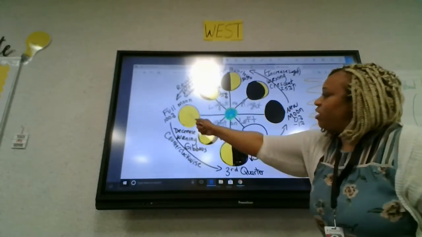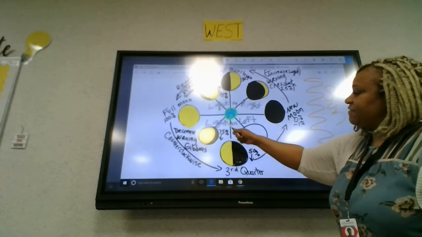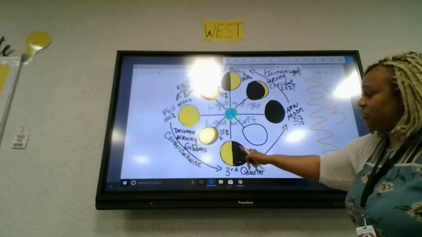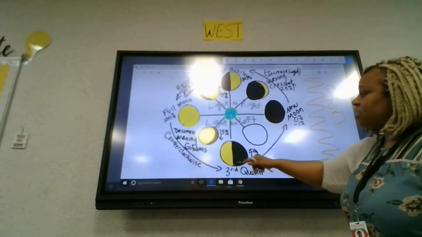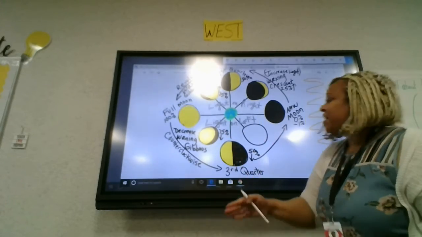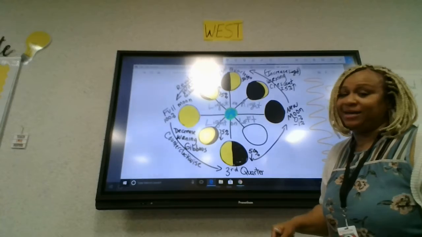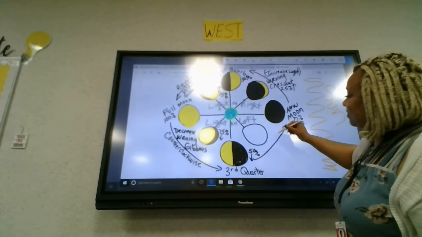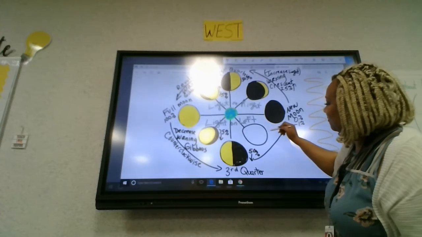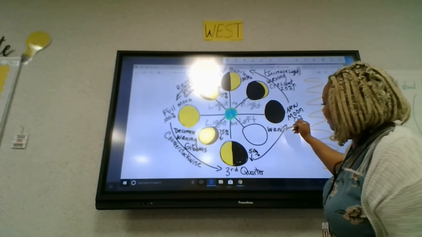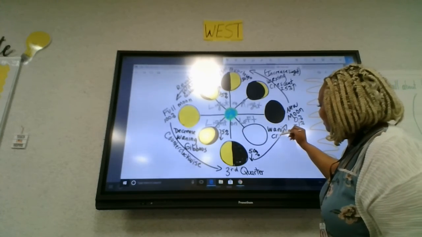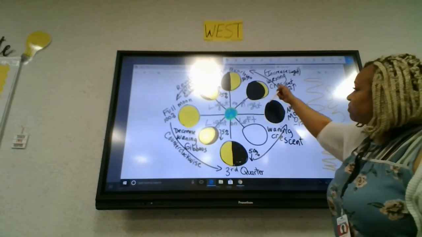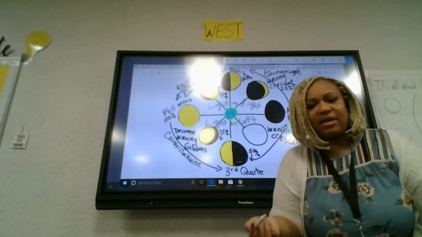So then we have 100%. Right here, 75% decrease. Right here, we have that 50% decrease. Notice the light is on the left. So if the light is still on the left and we're still decreasing, right, we're going to be here now. We're going to be at the waning crescent. Waning crescent. And crescent just means about 25% light.